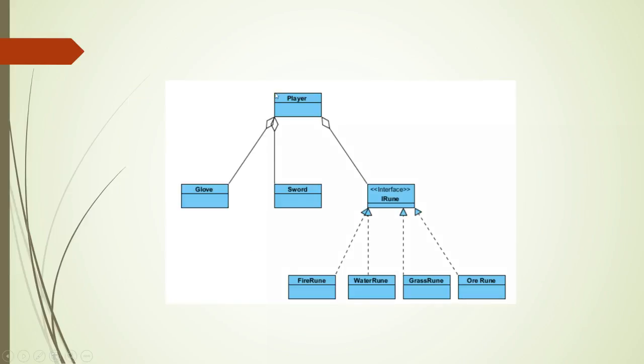And here is the class diagram. So I have an interface class for iRune. Then fire rune, water rune, grass rune, and own rune implement the interface, and here there is a glove and a sword. So the player can set glove and the player can set sword. After selecting a weapon, the player can set a different rune.